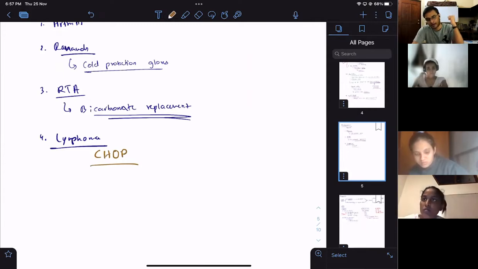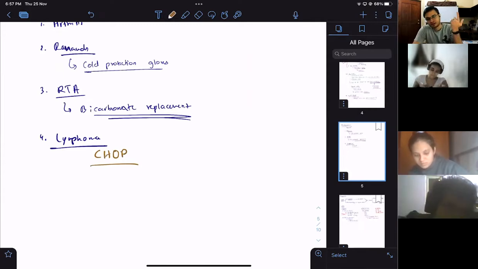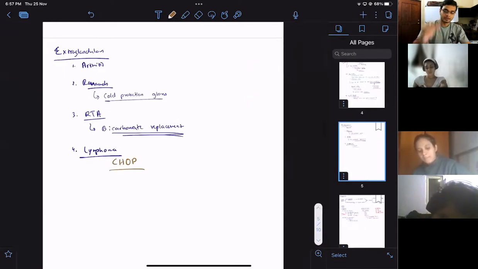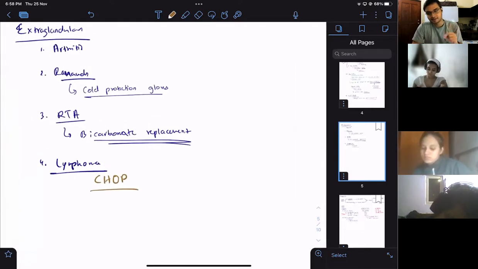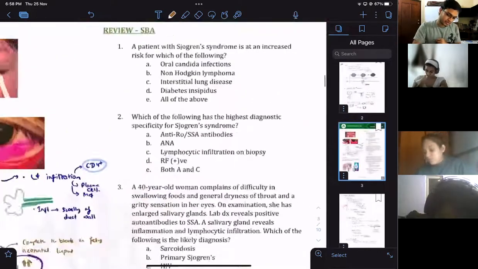Cyclophosphamide, hydroxydaunorubicin, Oncovin, another name is vincristine, and prednisone. No need to write down, don't worry. We'll talk about the pharmacology and how they work in the next module. That's about it, guys. That's about it for the class. Let's go do some questions quickly.